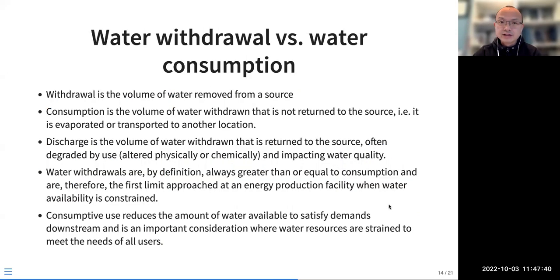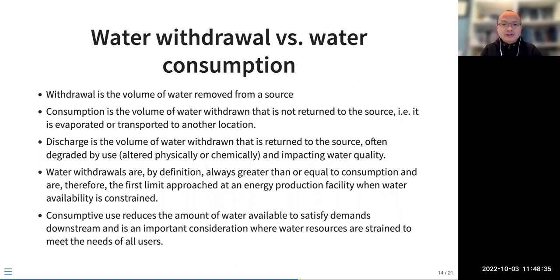Here we need to differentiate water withdrawal versus water consumption. Withdrawal is the volume of water removed from a source, that is, how much water we withdraw from a river, from lakes, from the ocean. And consumption is the volume of water that is not returned to the source. Let's say we withdraw water from the river, then after cooling the power plant, we discharge the warm water back to the river. So that part is not consumed. As you can imagine, water withdrawal is larger than water consumption, right?